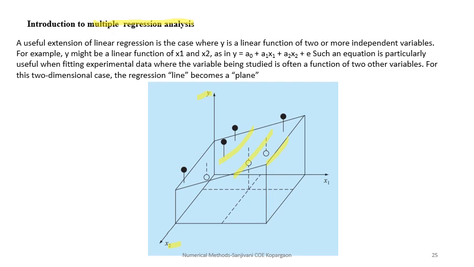Because of which you will get points on both sides of the surface, and out of which you need to fit a surface such that the distance between these points and the surface, if you take the square of it and differentiate with respect to any of the variables x1 or x2, should be close to 0. So the ideology is the same, just the number of independent variables is increased.